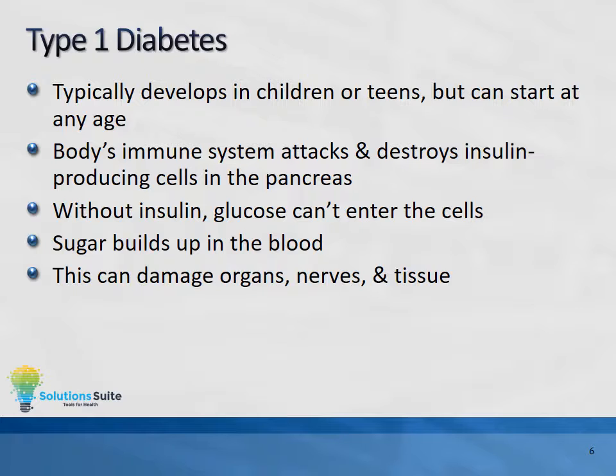There are two major types of diabetes. Type 1 diabetes usually develops in children or teenagers, but can start at any age. The body's immune system attacks and destroys insulin-producing cells in the pancreas. Without insulin, glucose can't enter the cells to be used for energy. Sugar builds up in the blood, damaging bodily organs, nerves, and tissue. This damage can be long-term if your diabetes is not well managed.